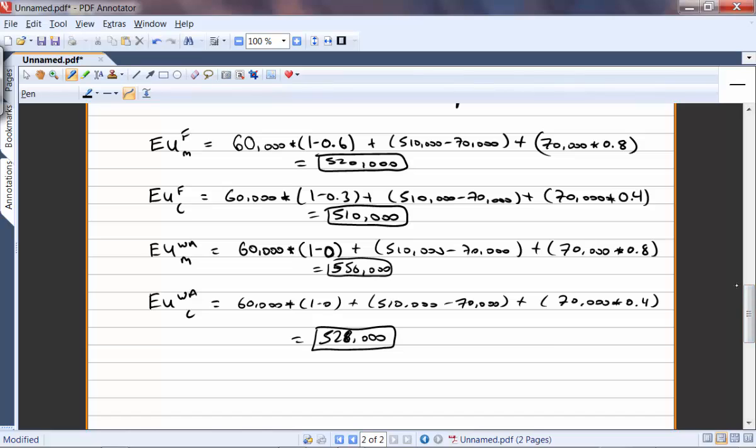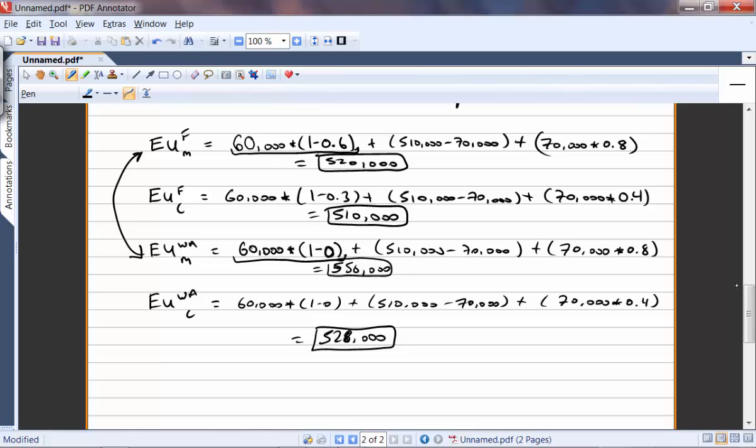Again, notice that, let's compare these two. For materials, EU using FIFO and EU using weighted average. They're the same calculation, with the exception of this first part here, right? Weighted average assumes each unit is 0% done. FIFO assumes whatever the truth is, that each unit is 60% done. So we only have to take 40% of these units and complete them. Only 40% of these units under FIFO are considered to be 0% done as of the beginning of the year. And under weighted average, all 100% of these units, all 60,000 units, are assumed to be 0% done.